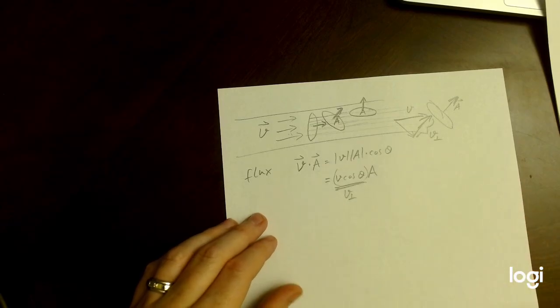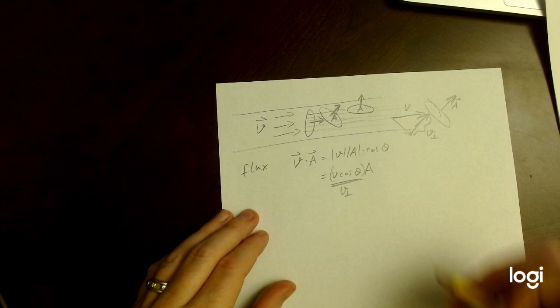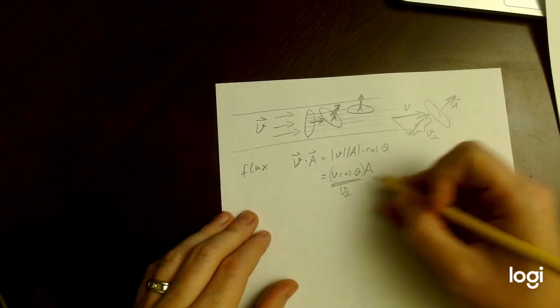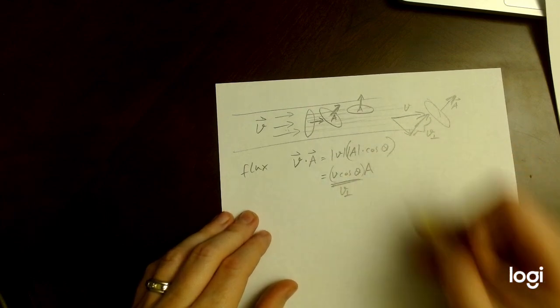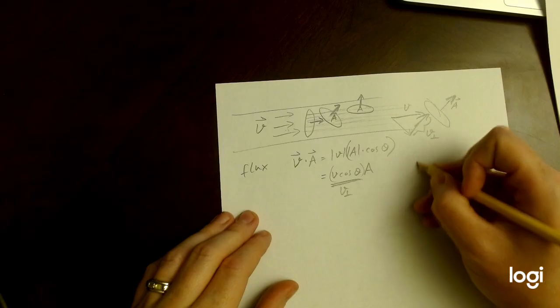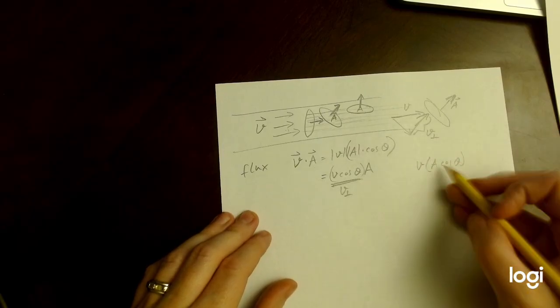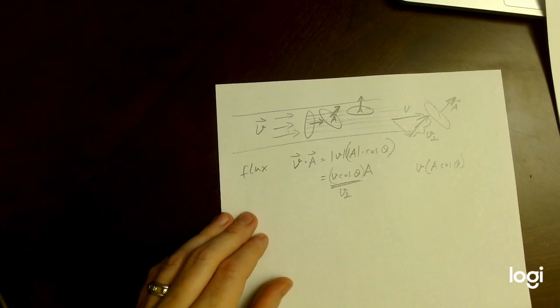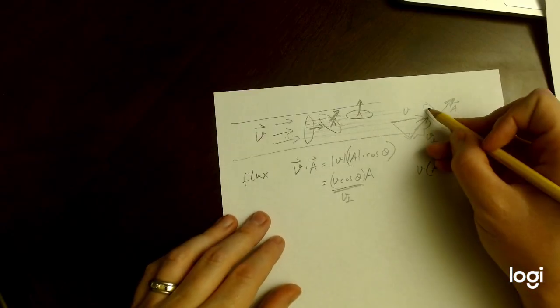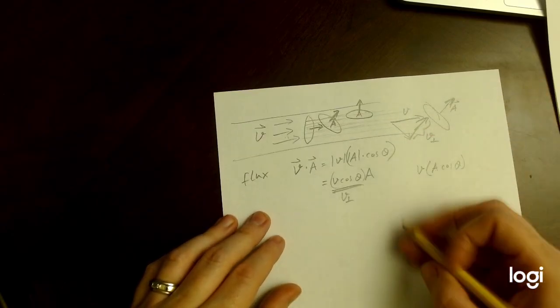That's one way of thinking about it. The other way of thinking about it is, let's group together the terms like this. So then I have V times A cosine theta. And if we think about it this way, then what I'm really saying is, well, let's project.